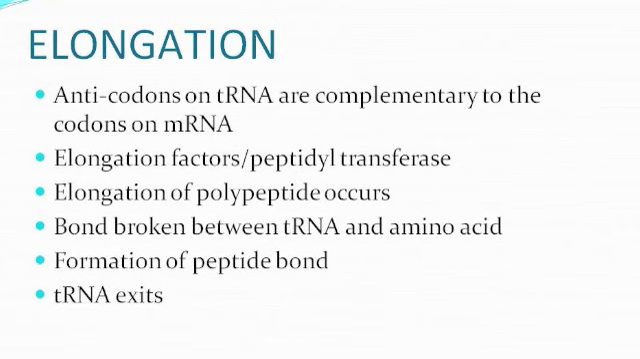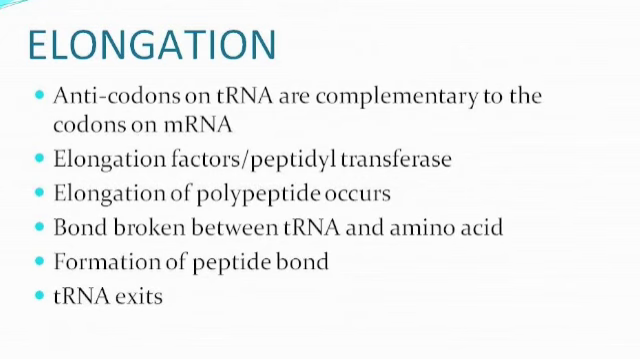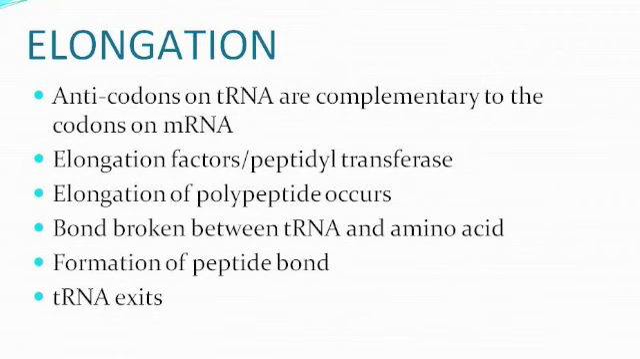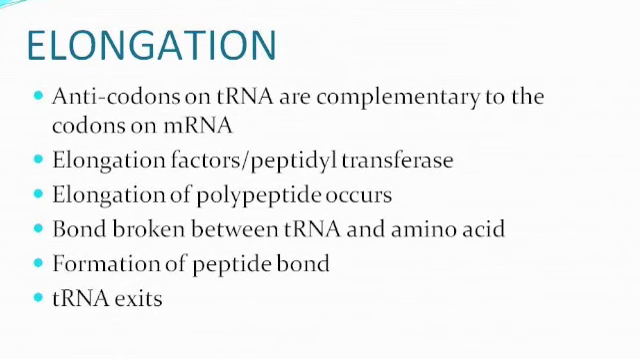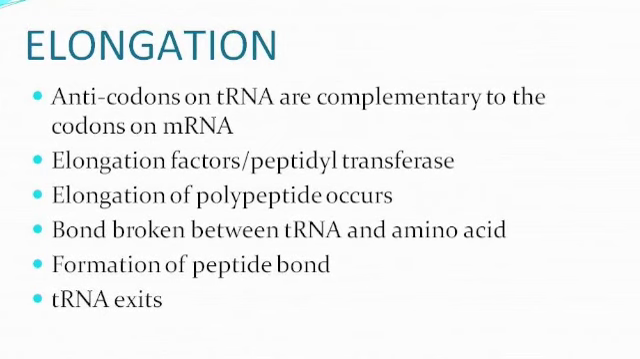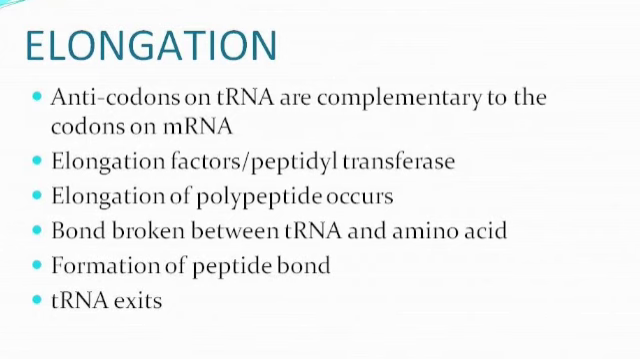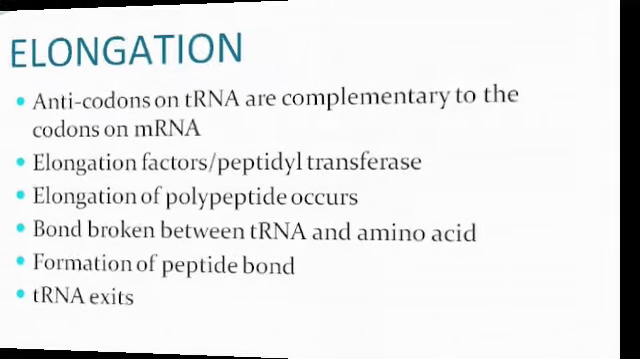These factors are a set of proteins that orchestrate the events of the elongation process and ensure 99.99% accuracy of the translation. Peptidyl transferase is an enzyme which forms peptide bonds between the adjacent amino acids in the growing polypeptide chain. With the formation of the peptide bonds, the tRNA exits through the E site.